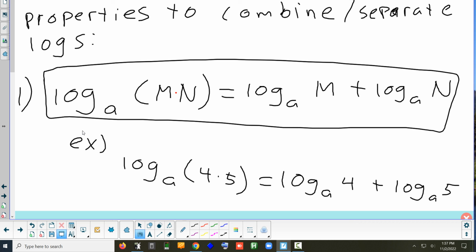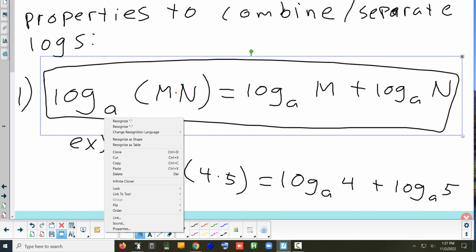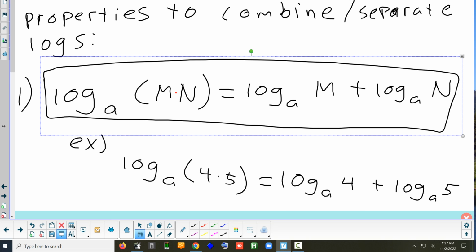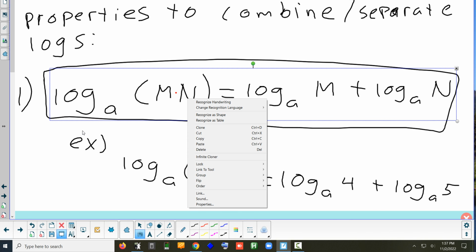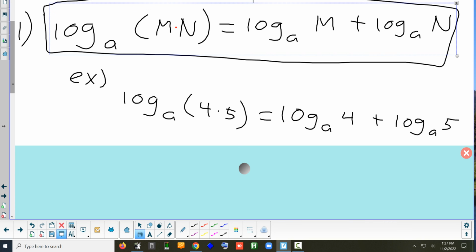It says that if you have the logarithm of a product inside the parentheses, and I'm going to show you an actual example with numbers down below, you can split that apart as two logs because there were two things you were multiplying. Each log has exactly the same base as the base you started. The base never changes. The first argument is what you were multiplying first, and the second argument is what you were multiplying second. So here's an example where I'm plugging in a 4 and a 5 for the two things.